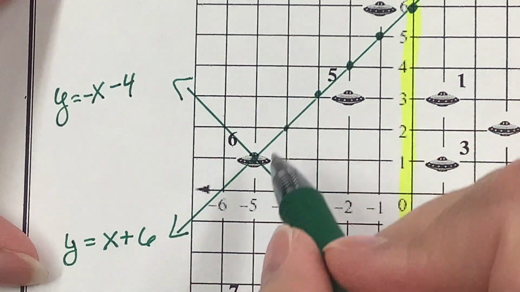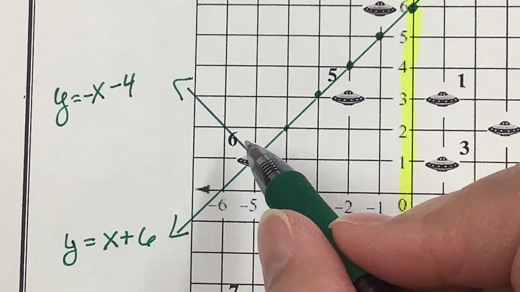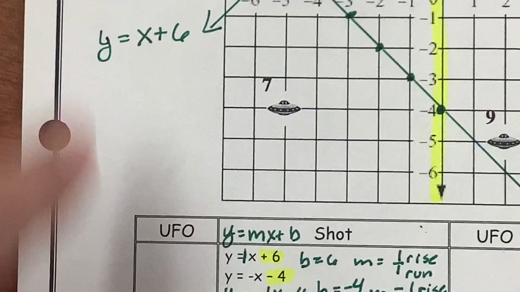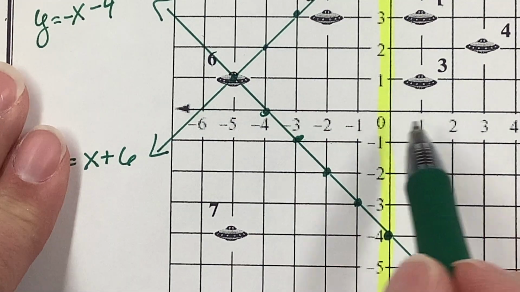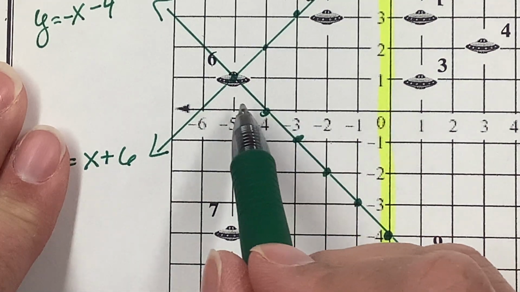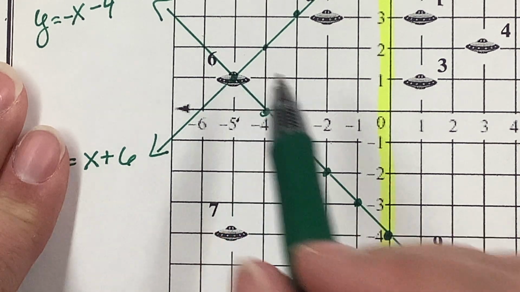And look where they intersect, right here at UFO number 6. So what UFO is it? It's number 6. What are the coordinates of that UFO? Let's write that down too. 0, 0, over to negative 5, up to 1. X is negative 5, Y is 1.